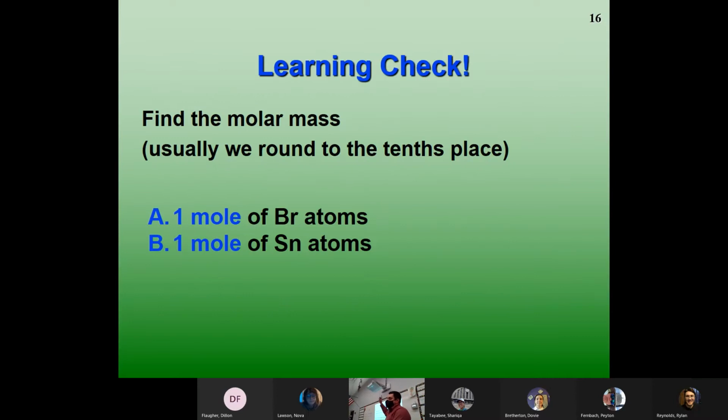So real quick, look at the periodic table. What is 1 mole of bromine atoms? How much does 1 mole of bromine atoms weigh?